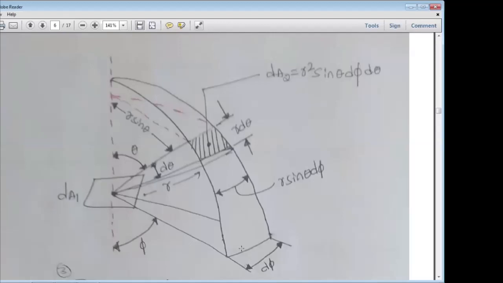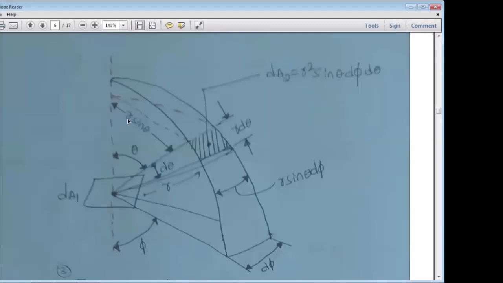Suppose there is a hemispherical glass, and inside it there is a black body. This is called a black body here, inside the evacuated hemispherical surface. This dA1 radiates energy, which is intercepted by one of the elements of the spherical surface at an angle of theta.